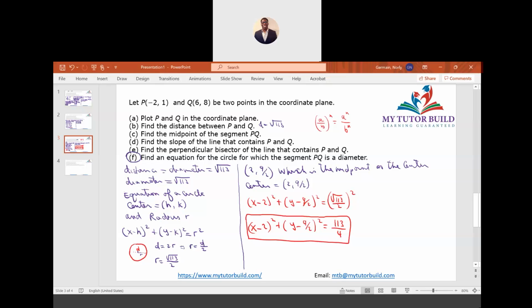Hopefully this video will help you to understand the lines and how to find the perpendicular bisector of a line that contains 2 points, or the equation of the circle for which the segment of these 2 points is a diameter.